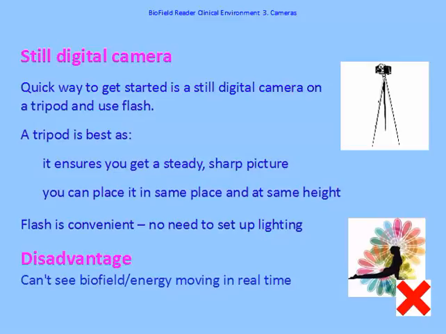Use a tripod and use flash. Tripod's best as it ensures you get a steady, sharp picture. And the tripod, you can always place that in the same place and at the same height by measuring it or marking something on the floor for comparison scans, and the flash is convenient because you don't need to set up the lighting. One big disadvantage of the still digital camera is that you can't see the biofield or energy moving in real time, so you could miss things, but it's a good way to get started.